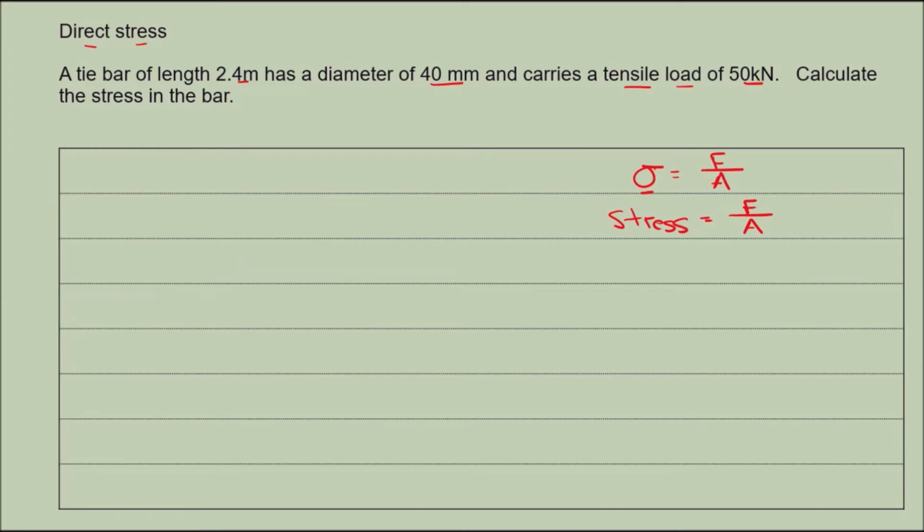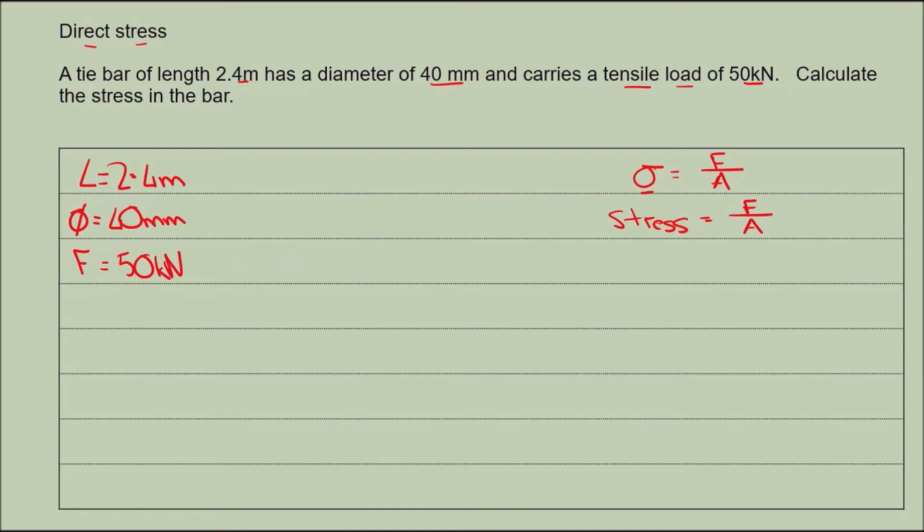So let's have a look back to the question. Tie bar of length 2.4 meters. I'm going to make a little list here. Length equals 2.4 meters, a diameter of 40 millimeters, and a load of 50 kilonewtons. When it says load, I'm actually talking about a force, 50 kilonewtons.